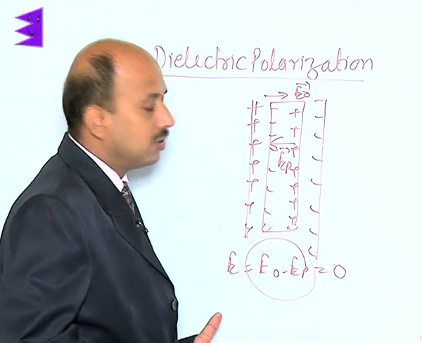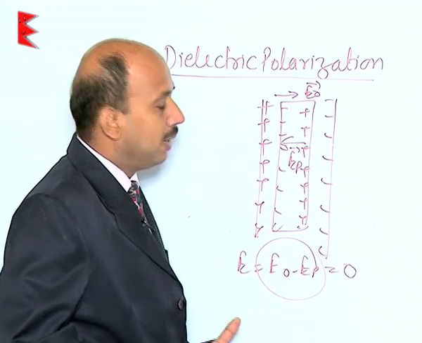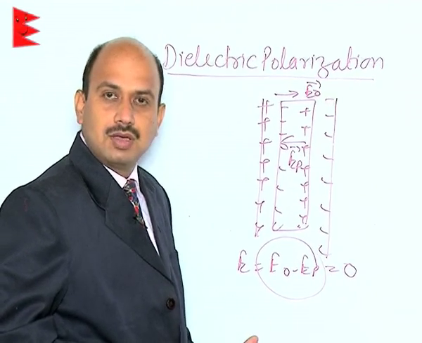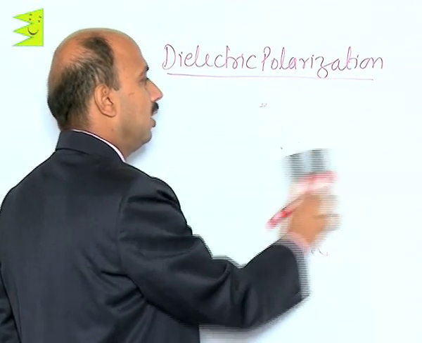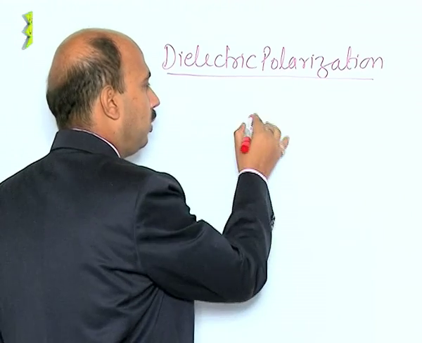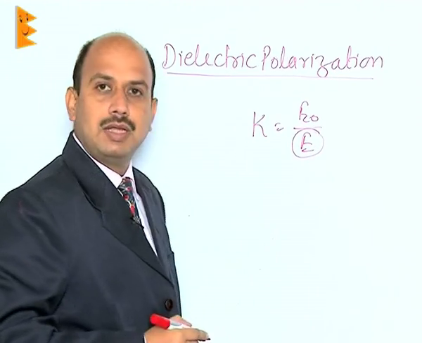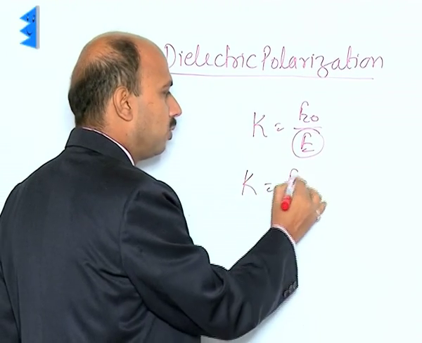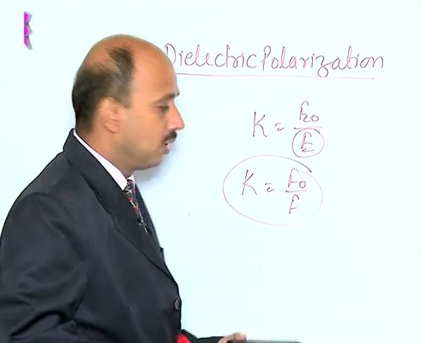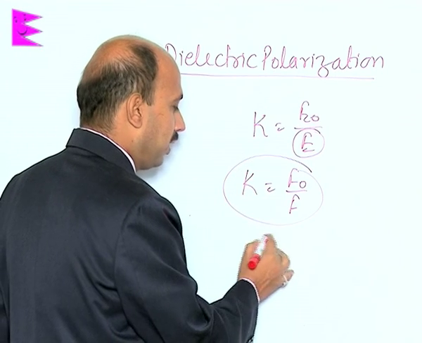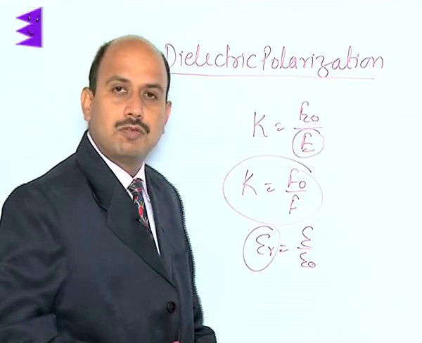So we have now seen the dielectric constant and its relation. The dielectric constant for a metallic body is taken as infinite. For any material placed in a field, we can write K is equal to E naught upon E, where E is the electric field inside the medium. Also we can write K is equal to F naught upon F, which relates to the electrostatic force. And we have also done previously epsilon R is equal to epsilon upon epsilon naught, that is the relative permittivity of the medium.